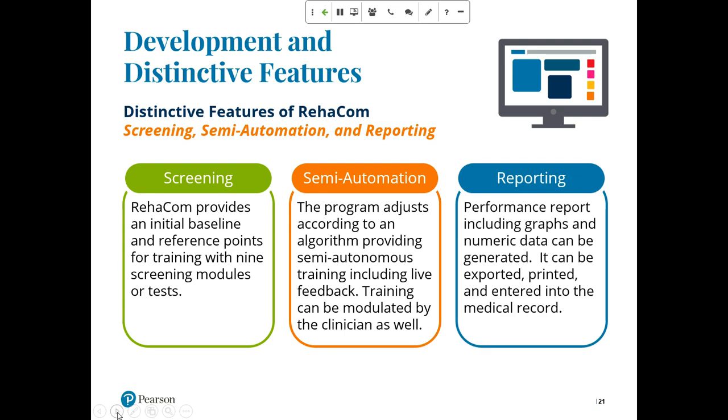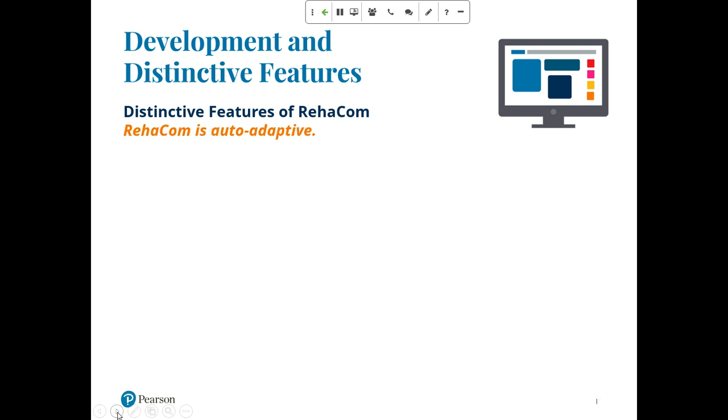Then lastly, reports can be provided, and this includes graphs and numerical data, and those objective data can then be exported, printed, and entered into medical records, so that it allows you to then be able to say, this is what the patient's been working on, this is how they're doing, and you can then see this is how they did today, this is how they compare with previous days, this is my goal, and this is how far they are in achieving that goal.